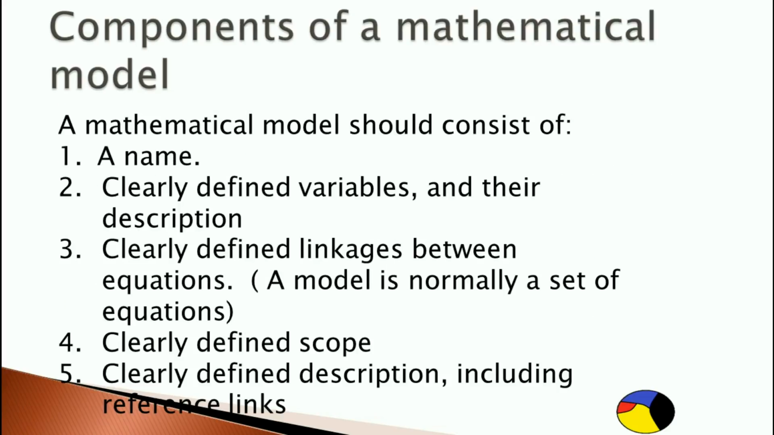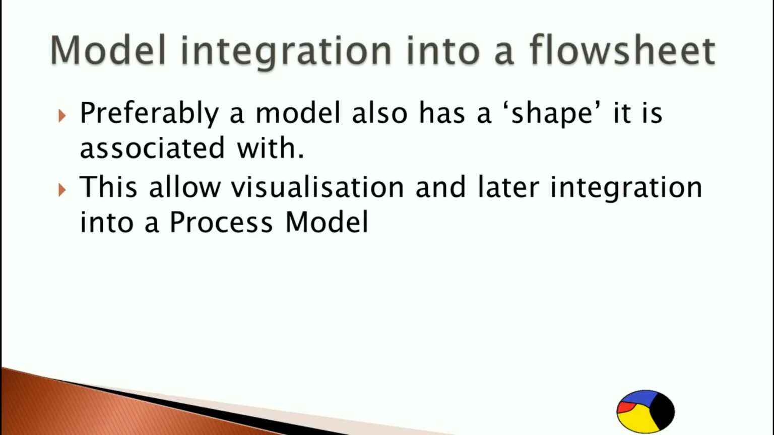A mathematical model should consist of a name, clearly defined variables and their description, clearly defined linkages between equations, clearly defined scope, and clearly defined description, including reference links. For later integration into a flowsheet system or a process modeling system, a model should have a shape that it's associated with. This allows visualization and later integration into a process model.